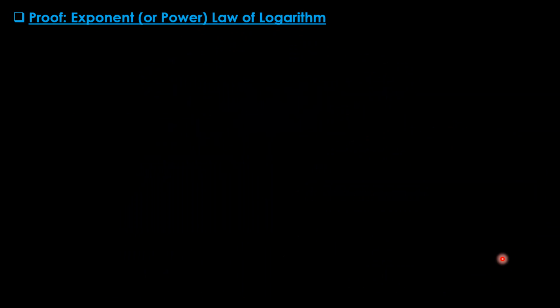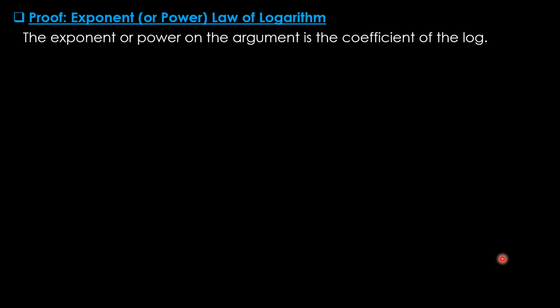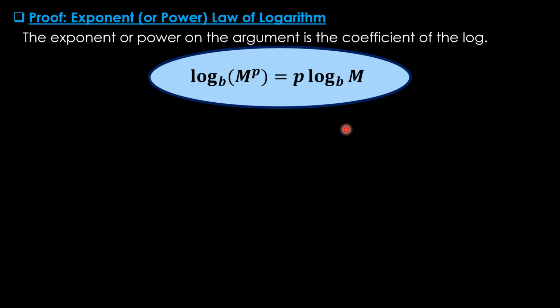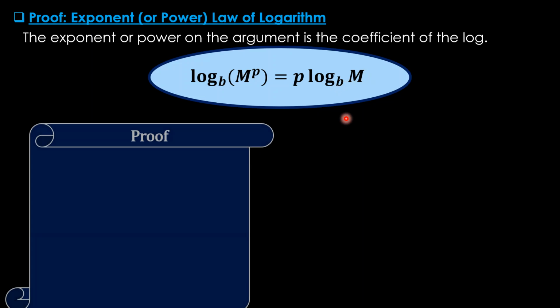Now, exponent or power law of logarithm. The exponent or power on the argument is the coefficient of the log. Let's see. So, log m to the power p to the base b equals p log m to the base b. So, this is the proof.